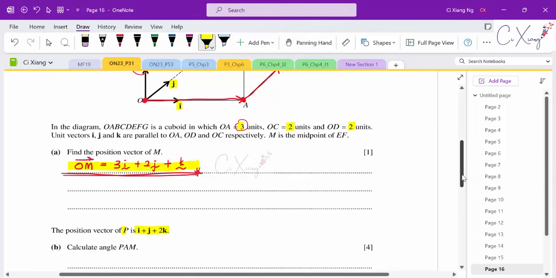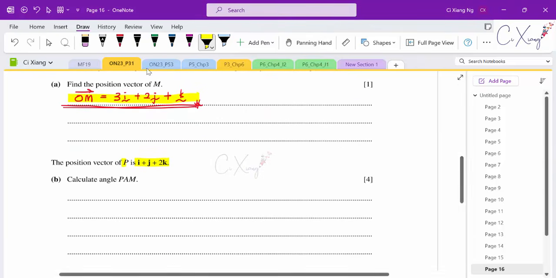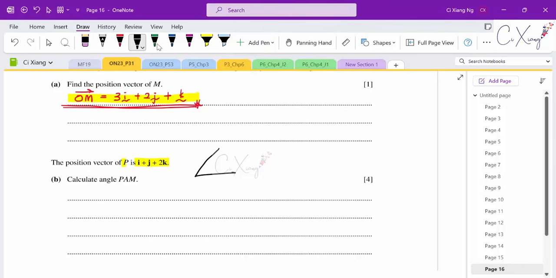Alright, before we calculate the angle PAM, maybe we need to have a look at what angle we have. They are interested for us to find the angle P, A, M. So let's say this is theta. To find the angle by using vectors, you should use the vectors that both go out from one point, which are AP and AM.